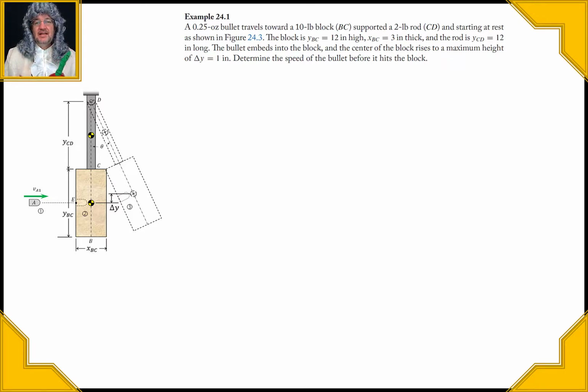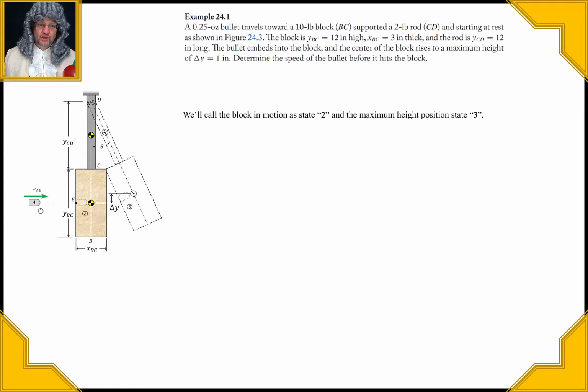And the bullet embeds in the block, and the center of the block then rises to a height that's 1 inch higher than it was before. We want to determine the speed before it hits the block. Okay, so we call the block state 2, because we're going to have several things taking place.